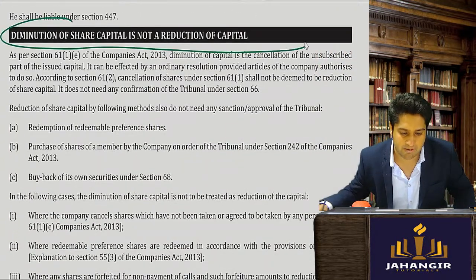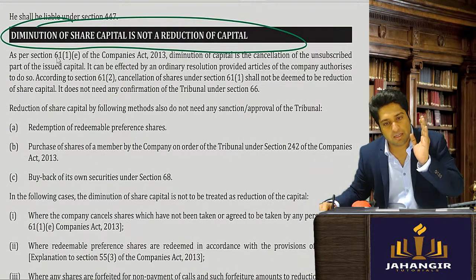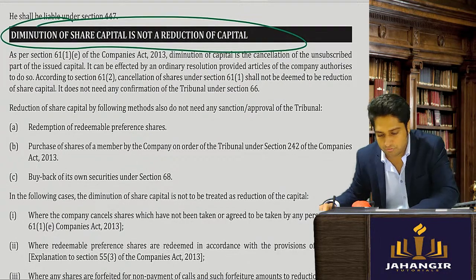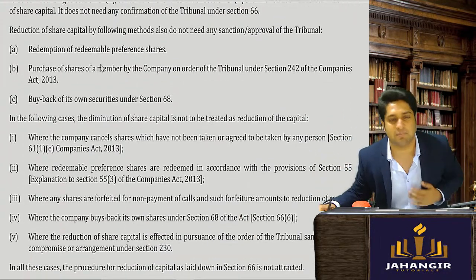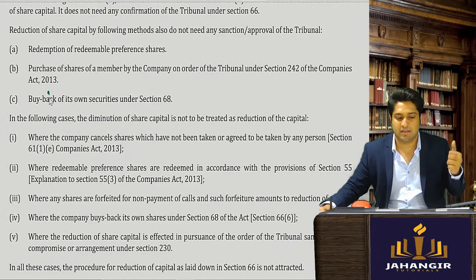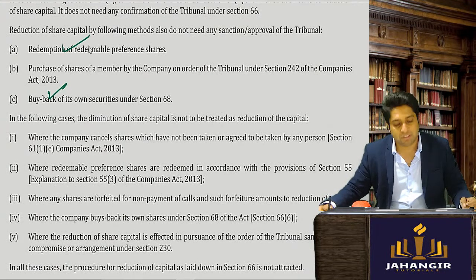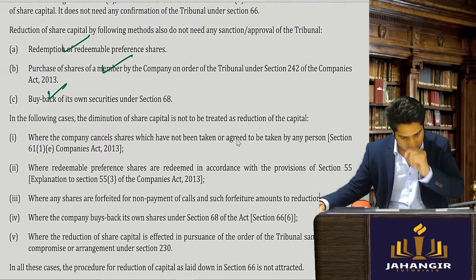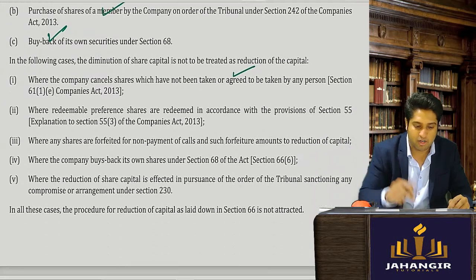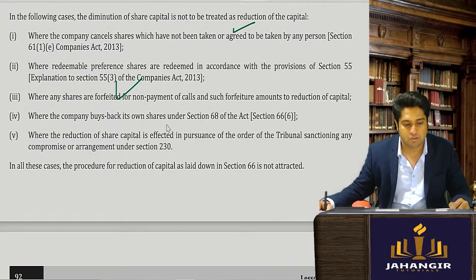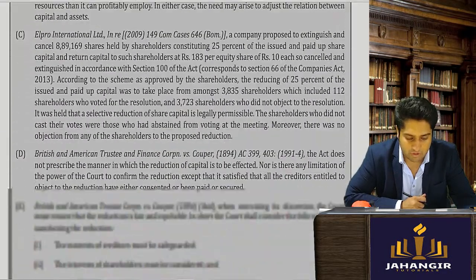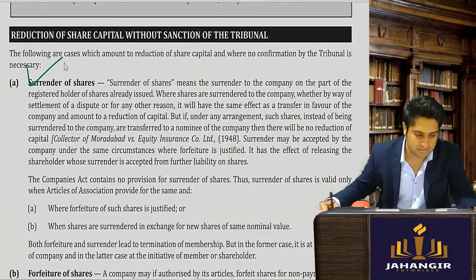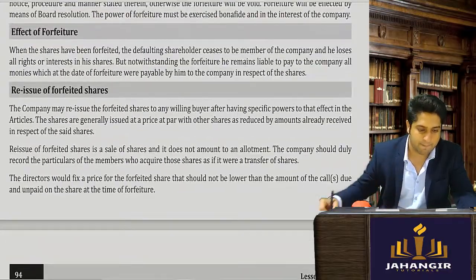Diminution of share capital is also reducing the share capital but does not require NCLT approval. Examples of this are where the share capital is reduced because the company has done a buyback, or redeemed its share capital, or some order of court has come, or people have not taken up the shares, or they have been forfeited or surrendered. In all these cases it is called diminution of share capital. So, surrender of shares, forfeiture of shares.